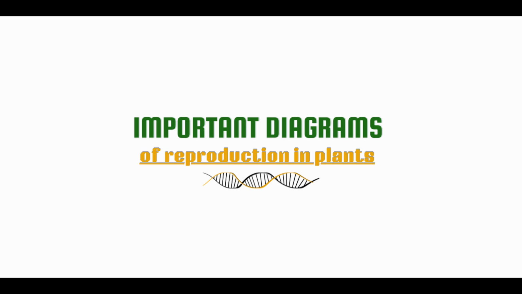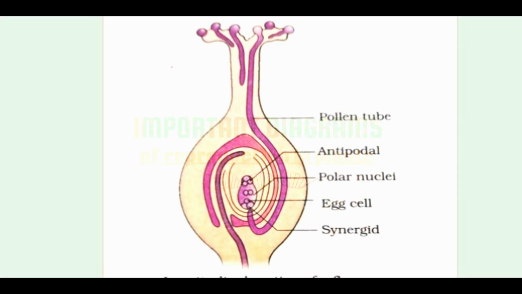Hello everyone. Today we are going to discuss certain diagrams of NCERT which are frequently asked in the examination. When we talk about the pollinated pistil, as I have discussed in my previous class, during pollen pistil interaction and double fertilization, we have to draw a diagram of this pollinated pistil for 5 marks as well as 3 marks. And this is a very important question.